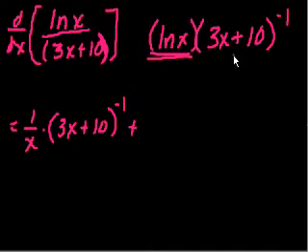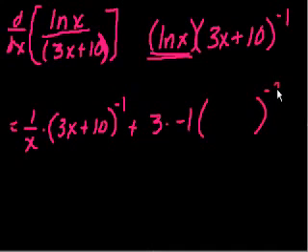And to that, we add the derivative of the second term, and we're going to multiply that times the first term. So first we're going to have to use the chain rule. We take the derivative of the inside. Well, the derivative of the inside is easy. The derivative of 3x plus 10, that's just 3. And then we take the derivative of the whole thing, so it's negative 1. That's 3 times negative 1 times that whole expression, 3x plus 10, to the minus 2. And of course, this whole thing times the natural log of x.